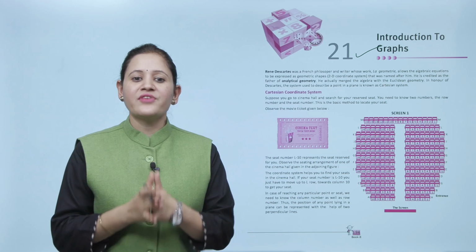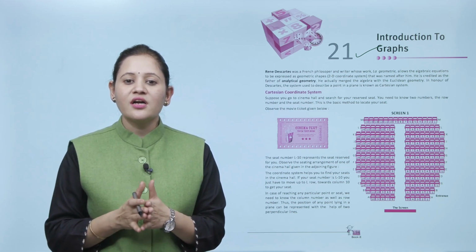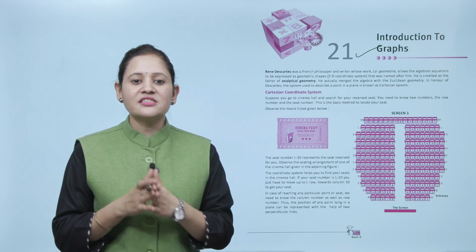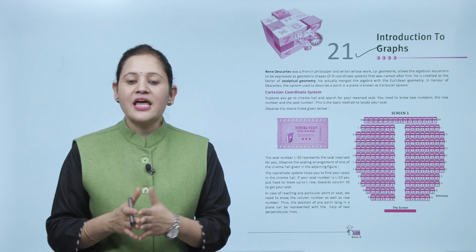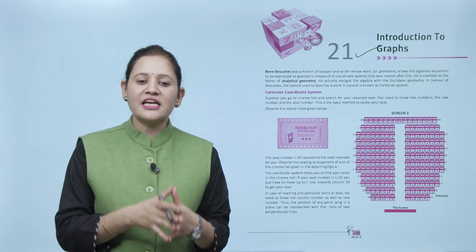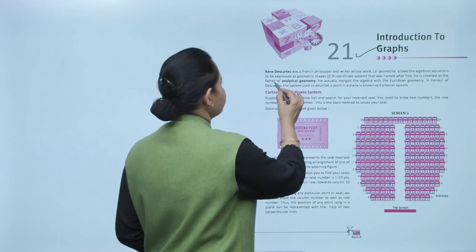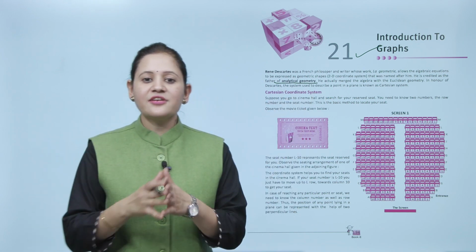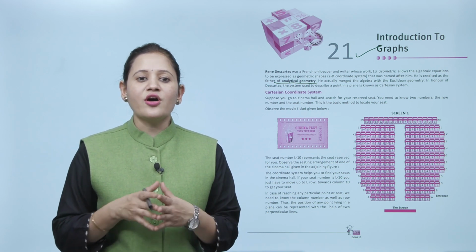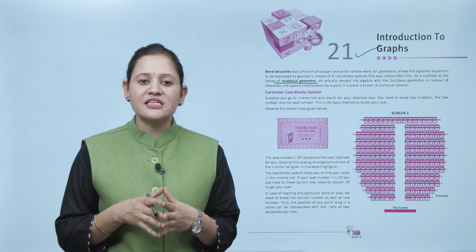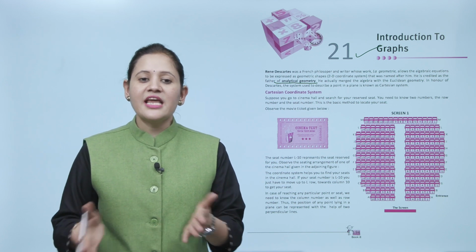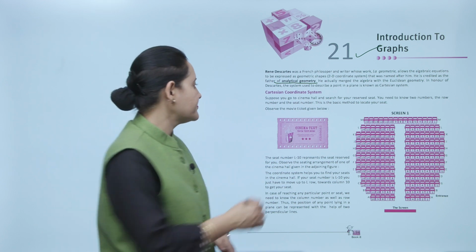René Descartes was the French philosopher and writer whose work, La Géométrie, allows algebraic equations to be expressed as geometrical shapes. The 2D coordinate system was named after him. He is credited as the father of analytical geometry. He actually merged algebra with Euclidean geometry. In honor of Descartes, the system used to describe a point in the plane is known as the Cartesian system.